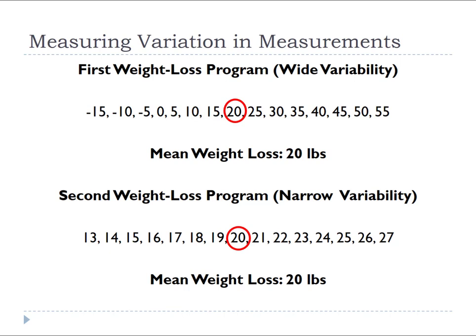We can see that there is much greater variability in individual weight losses on the first program than on the second program. On the first program, one individual lost 55 pounds, where another individual gained 15 pounds, negative weight loss of minus 15 pounds. Individual weight losses on the second program are much more consistent, narrowly spread around the mean. The greater the variability in individual weight losses, the greater the uncertainty in how effective the weight loss program is. Therefore, we need a measure of the variability in measurement values.